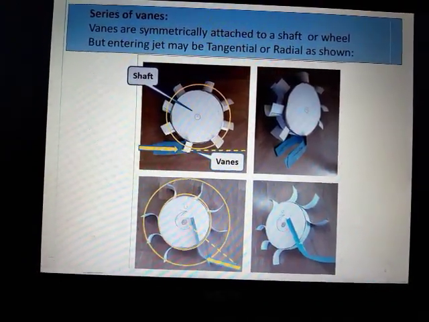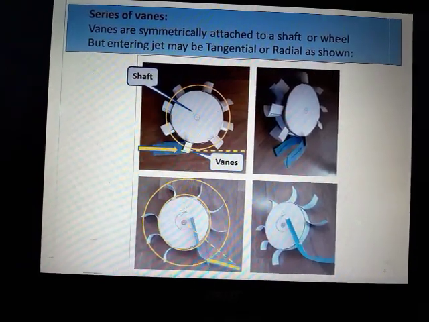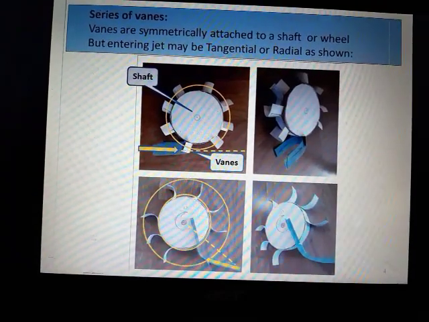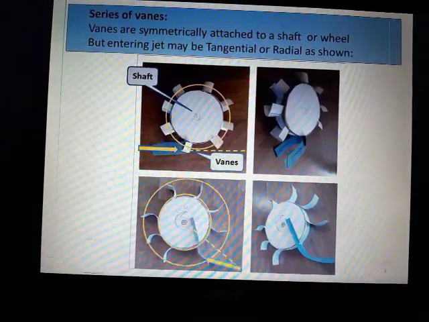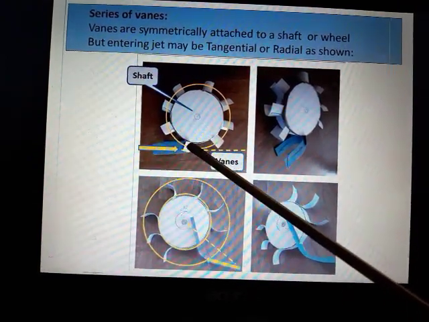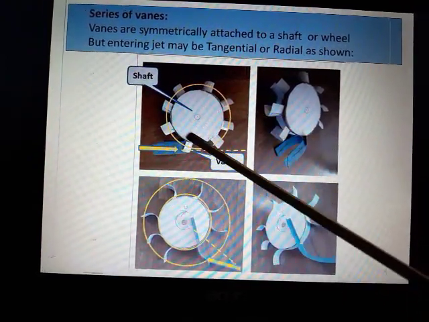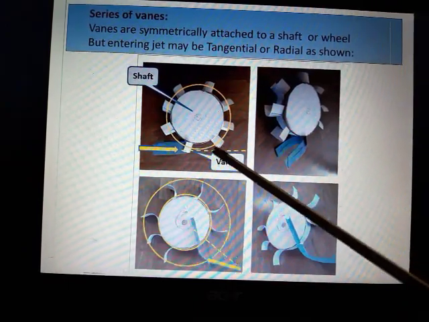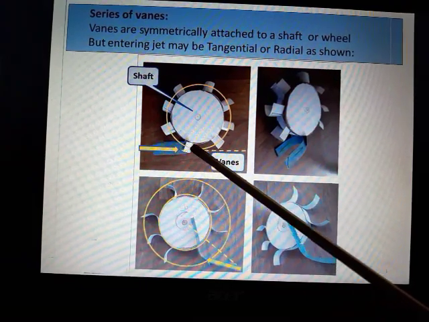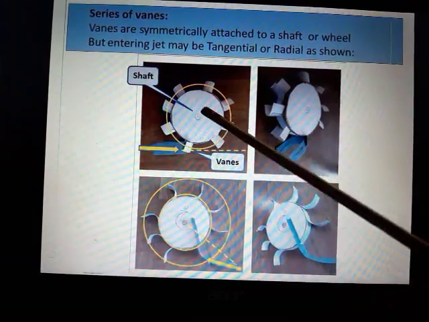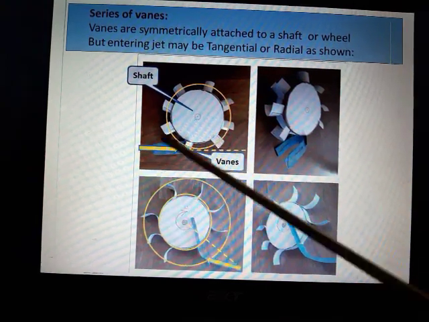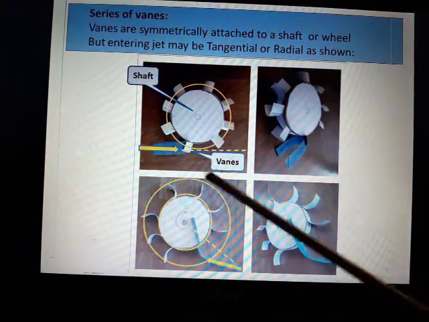So in this slide, both the radial jet and a tangential jet are shown together so that you can appreciate the difference. The jet is hitting at this point, and the circle shown over here in yellow color is known as the pitch circle. And as it hits, the wheel rotates like that. Right? This is tangential flow. For this circle, the jet is tangential.